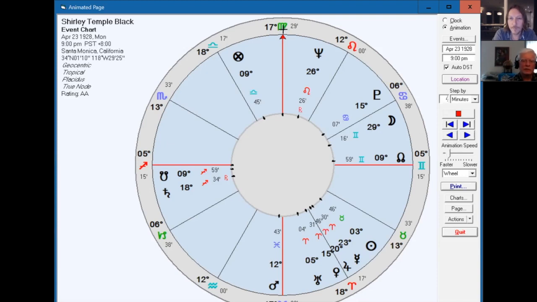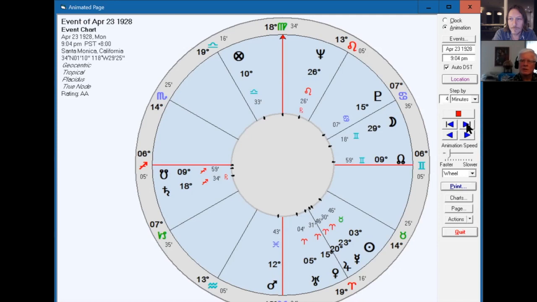And what I'm curious about is, when will Pluto get here? Because I think that has the correlation with her breast cancer. Yes. So I hit this arrow, and you can see it moved 1 degree on the midheaven.